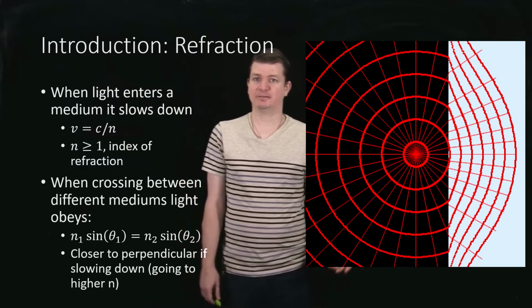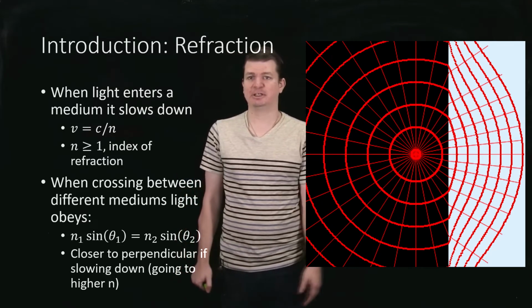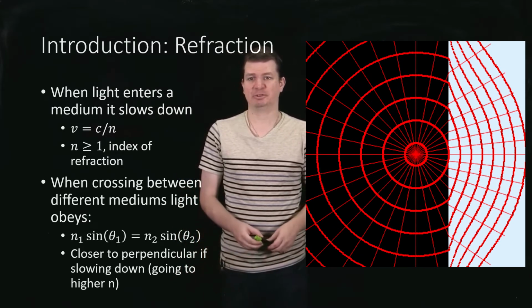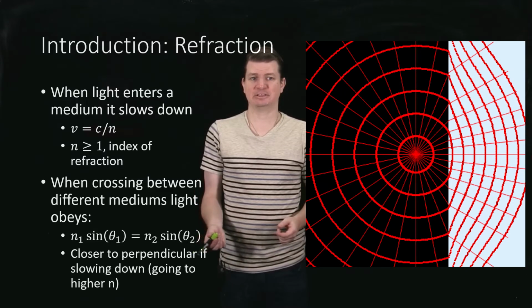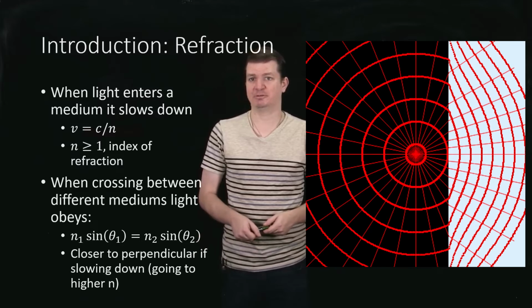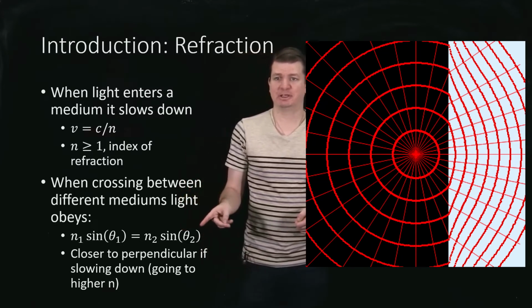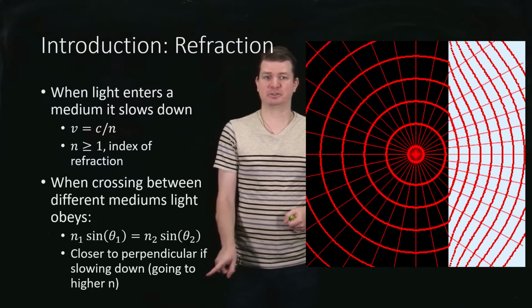On the other hand, if they were able to go faster because n2 was less than n1, then you would see that they bend away from the normal. So that is what this little point is reminding you of. This is the nice diagram to bear in mind for why it's happening. That's where this equation comes from, and that's also where this little shortcut comes from.